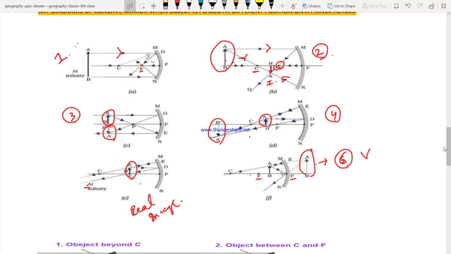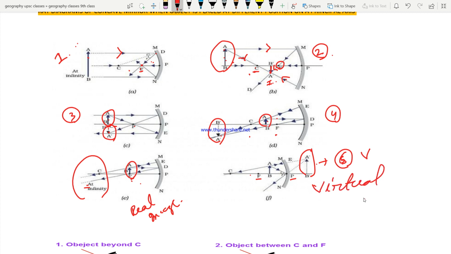Let me explain. When I bring an object very close to the mirror, is the image size not increasing? Here the object is at infinity and the image is highly diminished, then diminished, then the same size, then enlarged, then very enlarged as the object moves closer to the mirror. And in the last case, the image is enlarged, but it is a virtual image.